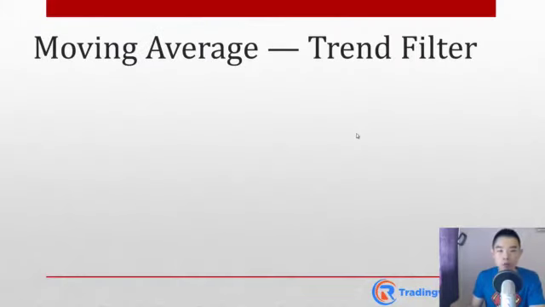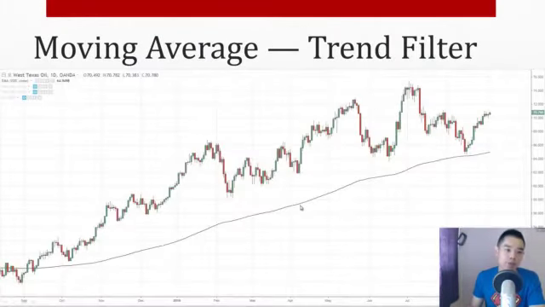So what can it be used for? Number one, a trend filter. Moving average can serve as a trend filter to tell you the direction of the trend. So let's say, for example, this over here is the 200 period moving average.